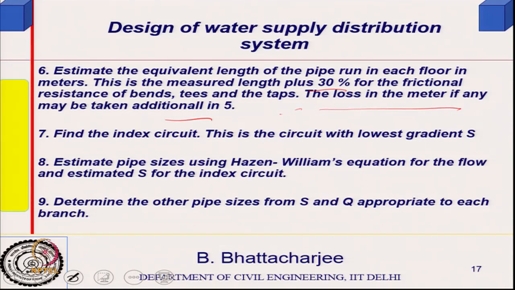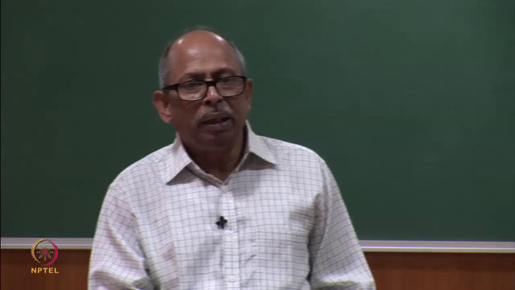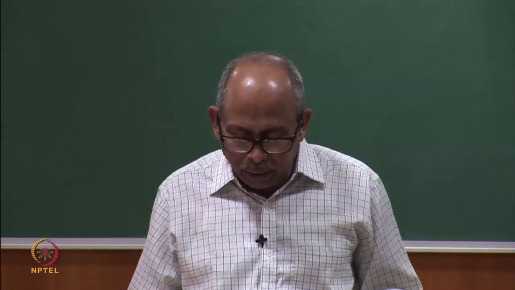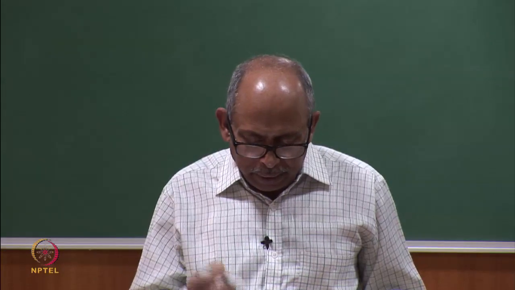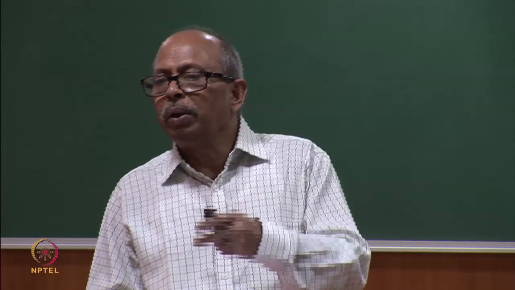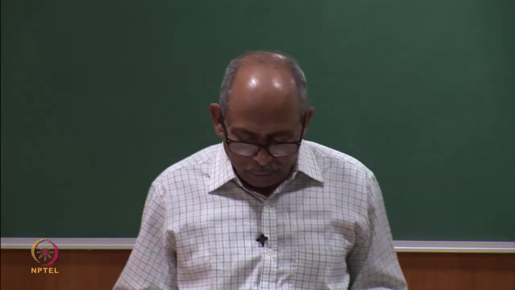The water meter is there from the municipal line as soon as you enter the consumer area. There is a water meter, right. Now, the loss in this water meter is given in a table, and you can take it from there itself. The pipe size will dictate the water meter size, and for a given pipe size, the meter loss is also given.